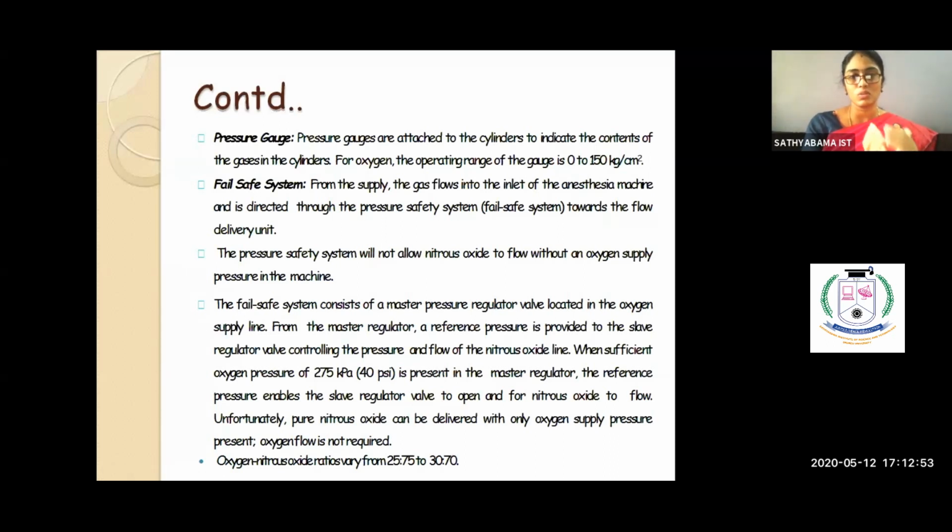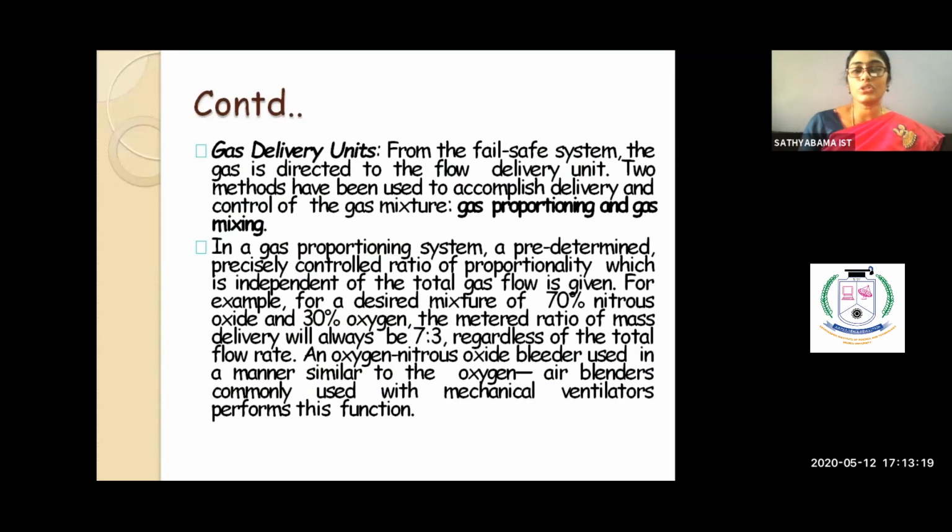So once that pressure is being reached, what happens? It will automatically turn over the slave regulator. So at that time the nitrous oxide will also start flowing, and that goes into your anesthesia machine, right? So as given over here, you always have to maintain that ratio 25 to 75 and 30 to 70. So that's how you'll be maintaining the quantity of your oxygen and your nitrous oxide. So this is your gas delivery unit.